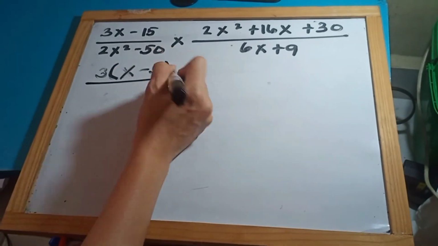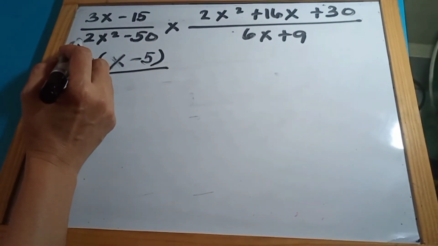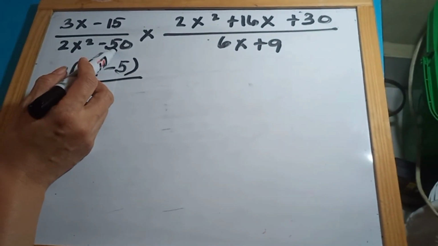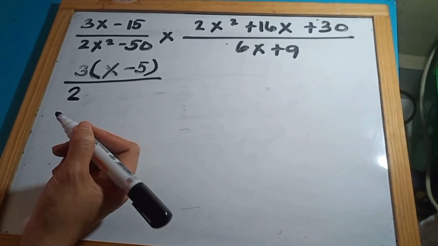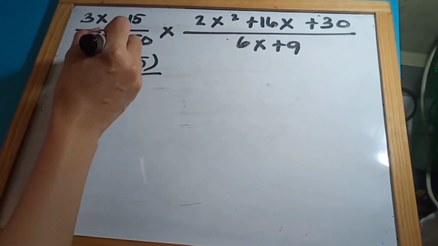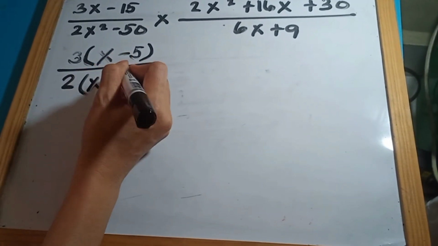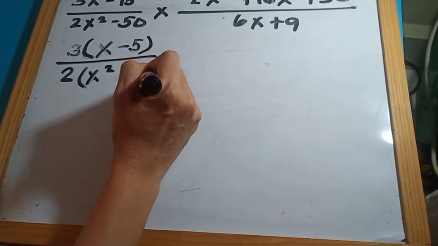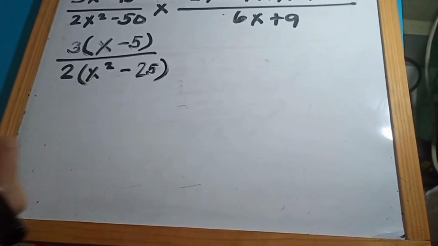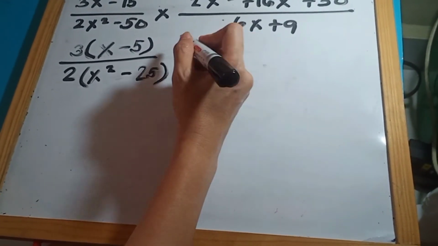How about the denominator? So, again, that is applying the common monomial factor. So, 2 and 50, ang common factor nila is 2. So, ilabas natin si 2. 2x squared divided by 2, ano na lang yung matitira sa loob? X squared. And then, 50 divided by 2, that is 25. So, ito naman ngayon yung factor ni denominator. Okay, punta naman tayo sa kabila.